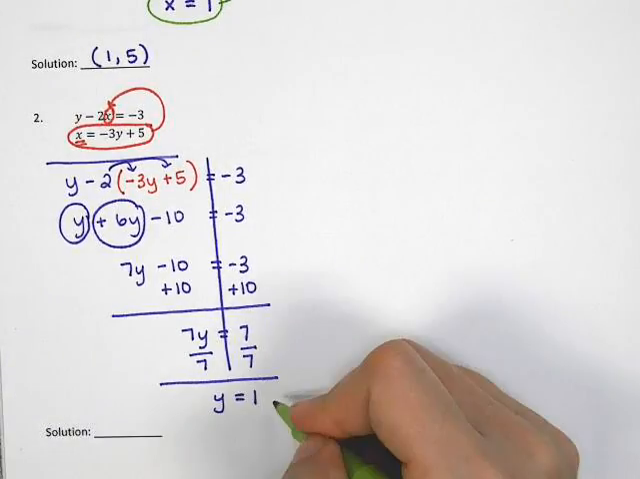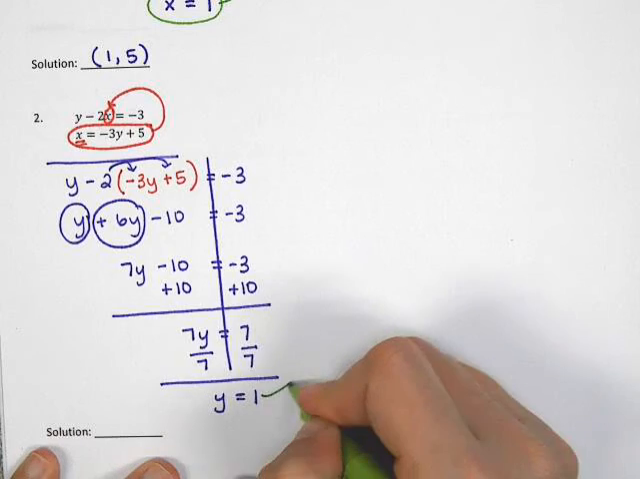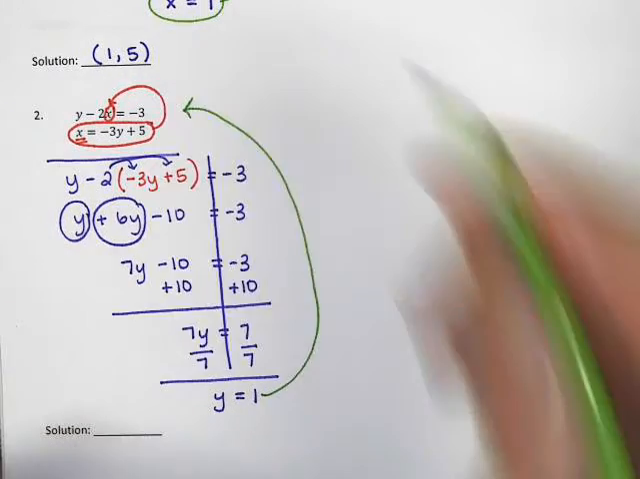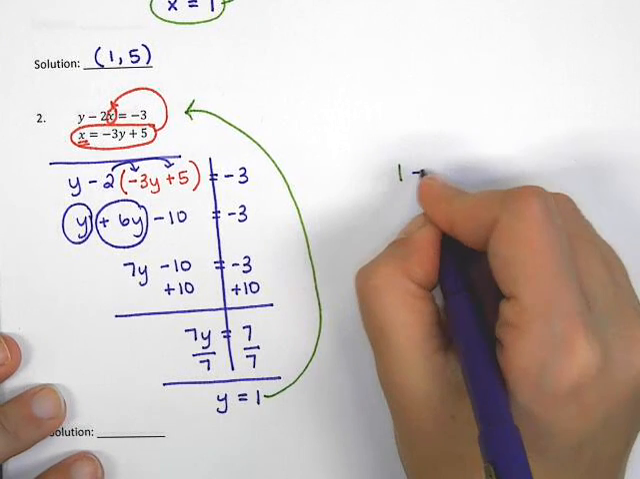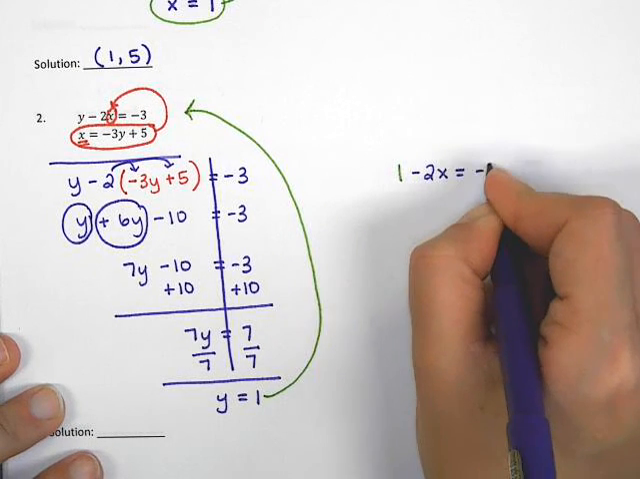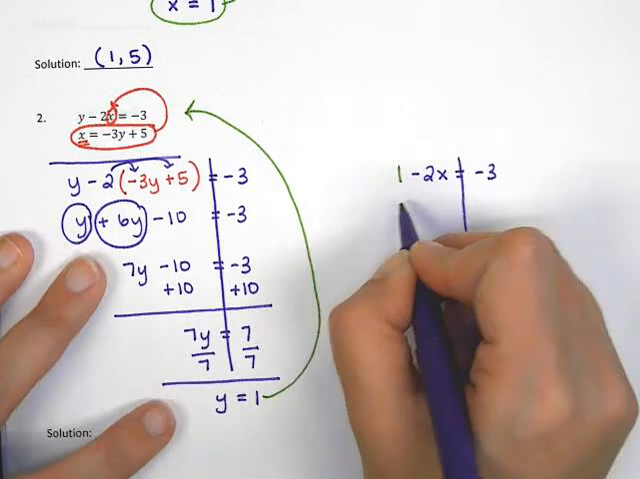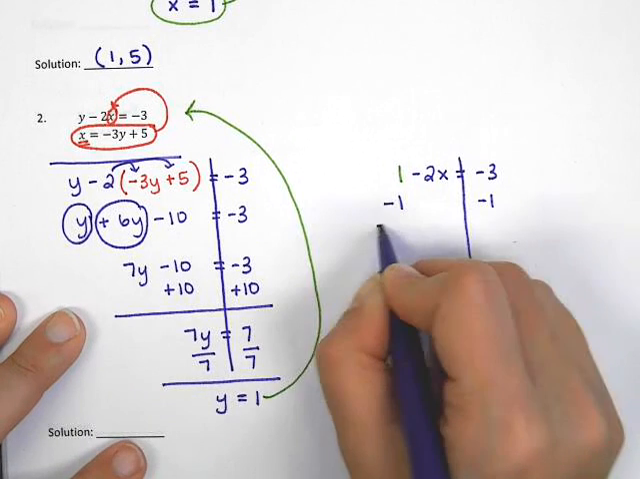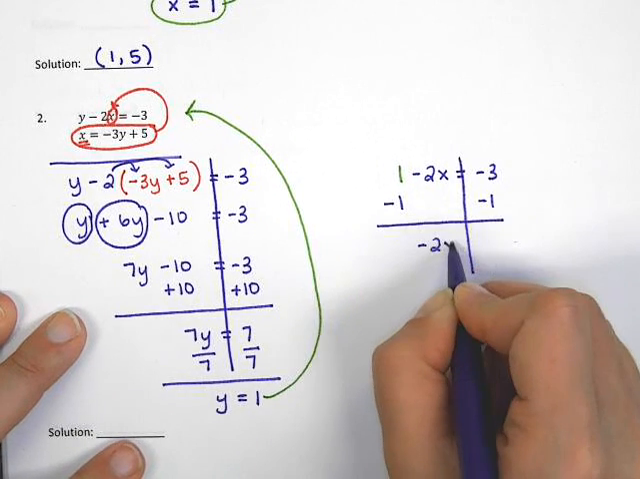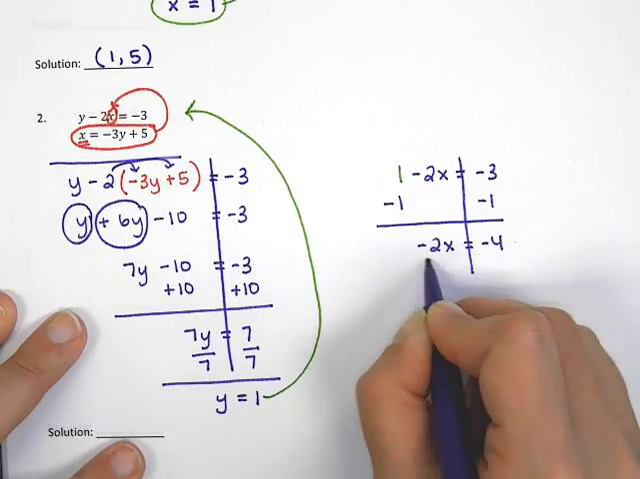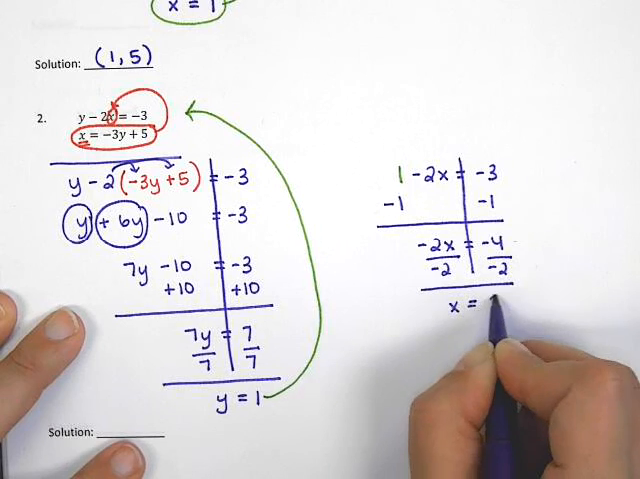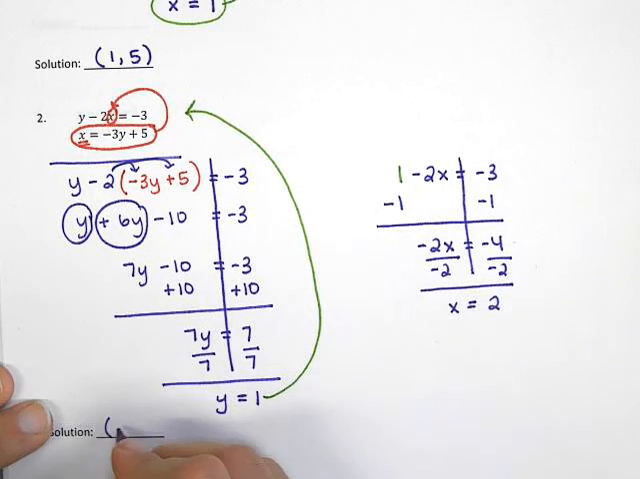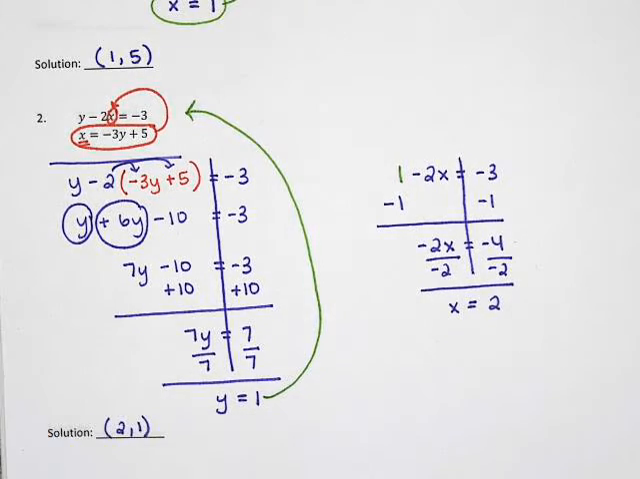Now, if I take the number 1 and I plug it into the original problem instead of the y, I'm going to have 1 minus 2x equals negative 3. To solve this, I'm going to subtract the 1 on both sides, and I get negative 2x equals negative 4. Which, when I divide by negative 2, gives me x equals positive 2. So my final answer would be 2, 1.